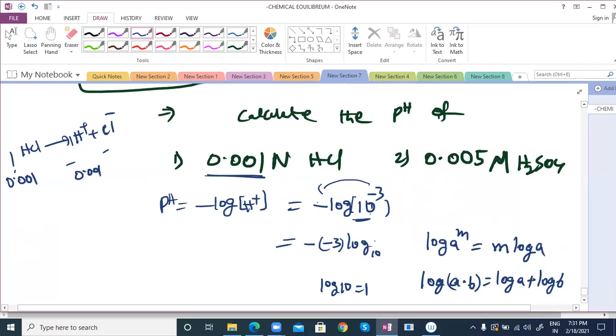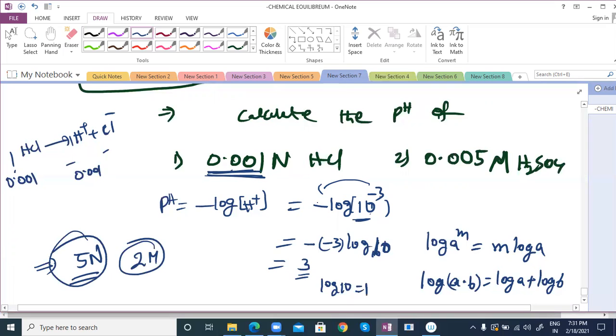So only minus 3 will come. This is log 10 only, and log 10 equals 1. So how much will you get? Minus of minus is plus only. So this is a dilute solution. 10 power minus 3 normality means very few H plus ions. But these scales are not applicable, for example if 5 molarity or 5 normality is given, the pH will be a negative value. So 2 molarity and so on, all these give negative values. These are limitations of the pH scale.